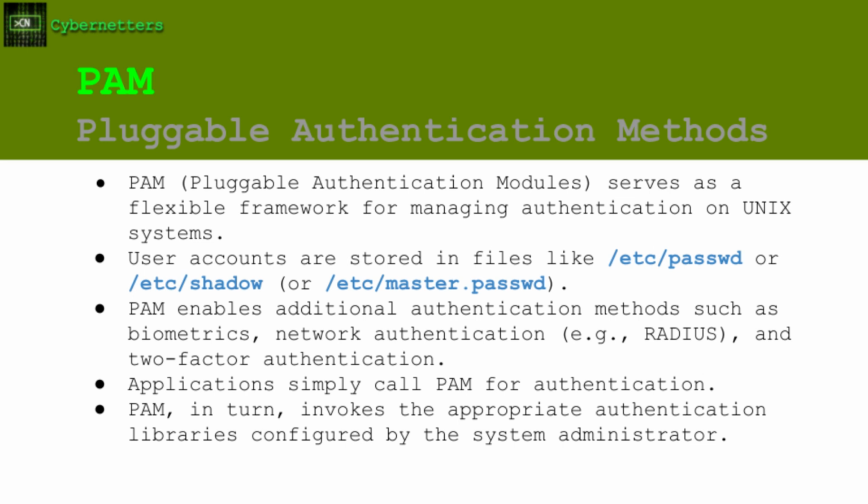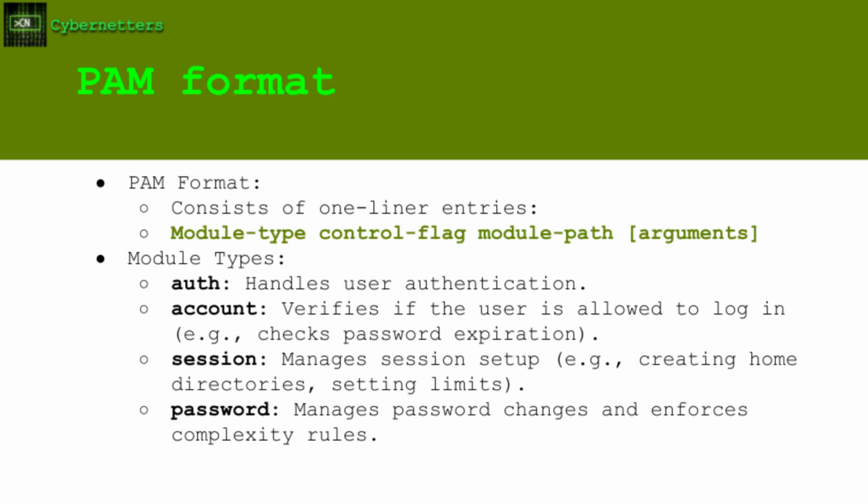PAM then decides which authentication method to use based on system administrator settings. It allows administrators to configure security policies without modifying individual applications. So think of PAM as the security checkpoint, kind of. When you log in, it verifies your identity with whatever authentication methods are set up, whether it's a password, fingerprint, or network-based login. So PAM follows a simple format: module type, control flag, module path, arguments.